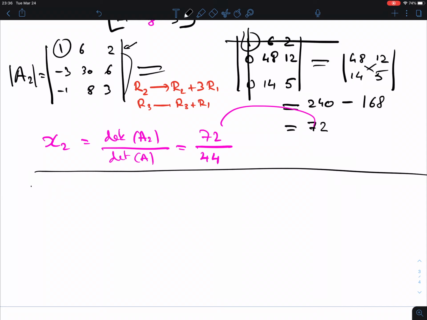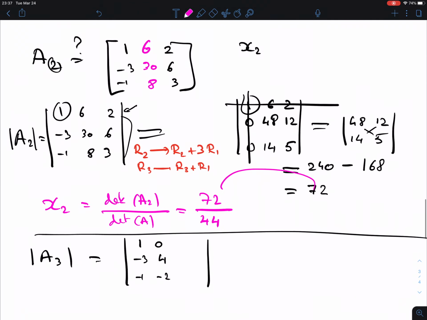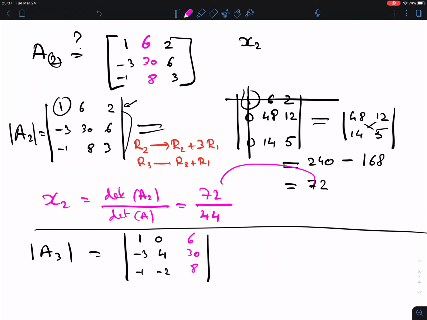So we have to calculate the determinant of A3. I start with writing the original matrix, which was 1, 0, 2, minus 3, 4, 6, minus 1, minus 2, 3. It's a lot of writing, right? And then this column is going to be replaced by the column of constants, which was 6, 3, 8. So always we put this column in, and you see the column moves, so to speak, through the matrix, right? Okay, and now we calculate.